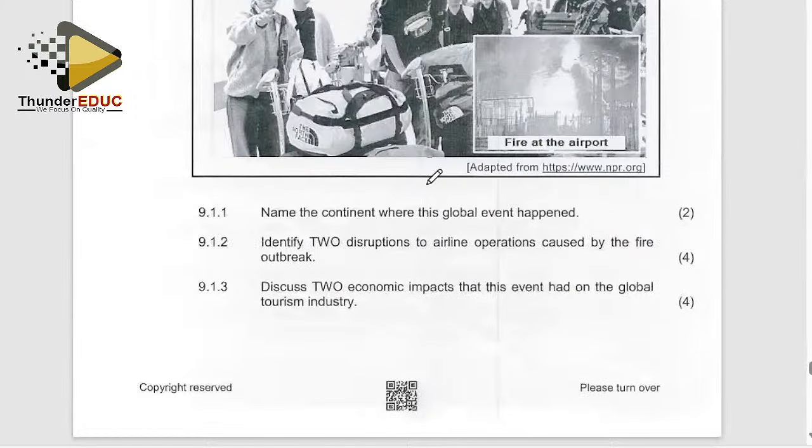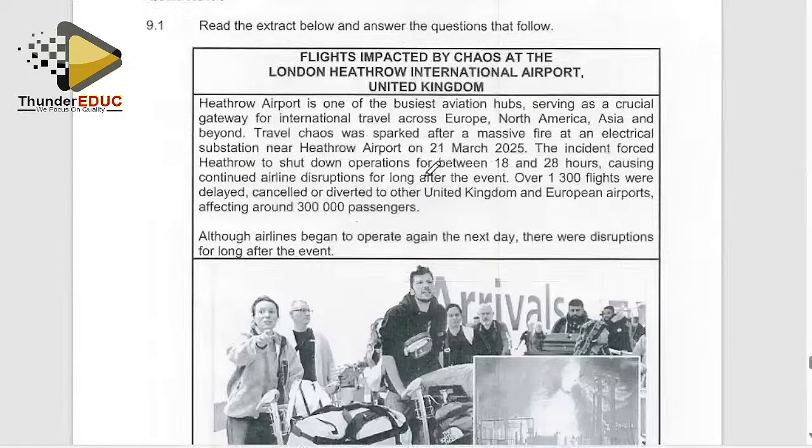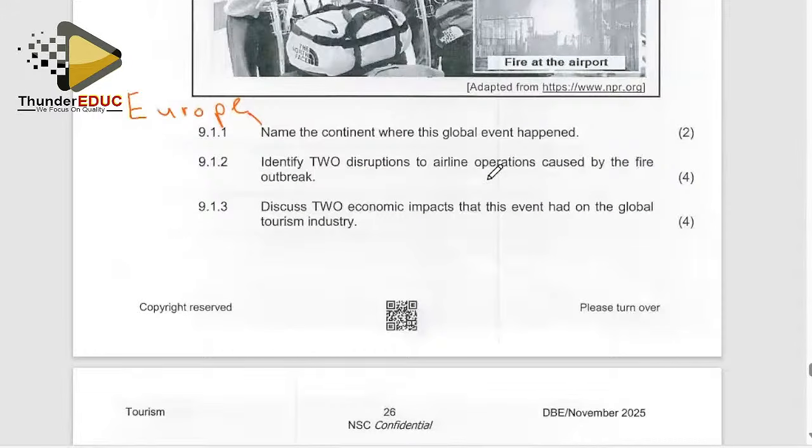Name the continent where this global event happened. So the continent we are talking about, Europe. The UK is in Europe. So this occurred in Europe. Then identify 2 disruptions to airline operations caused by the fire outbreak. So if you go back to the extract, you can say that the fire forced the airport to shut down for several hours.